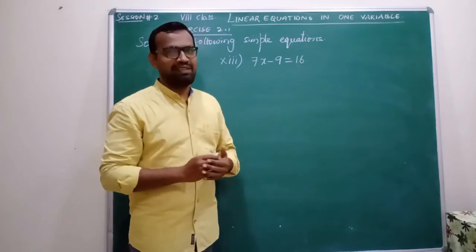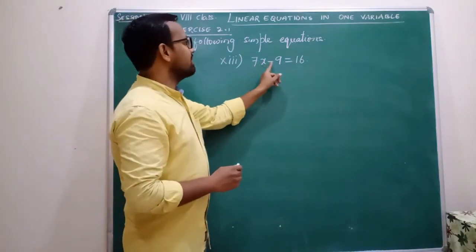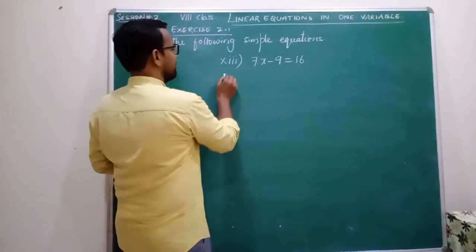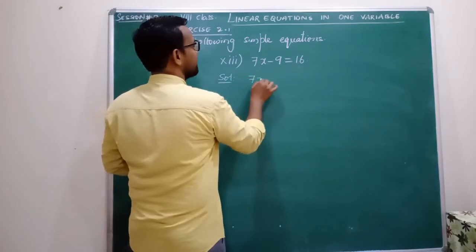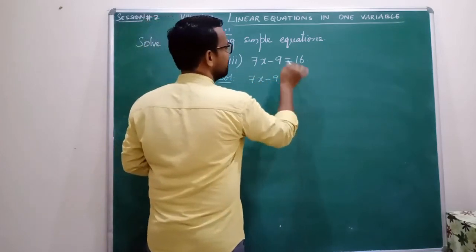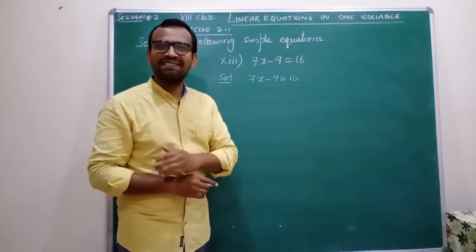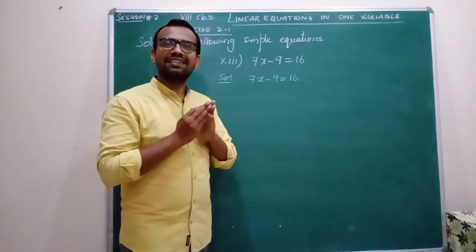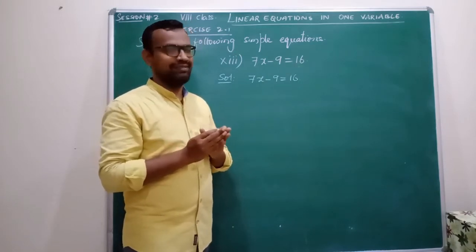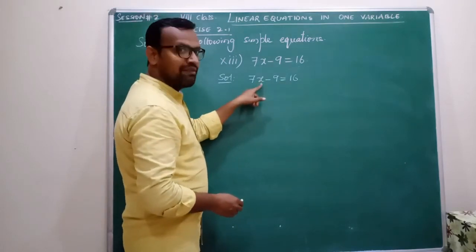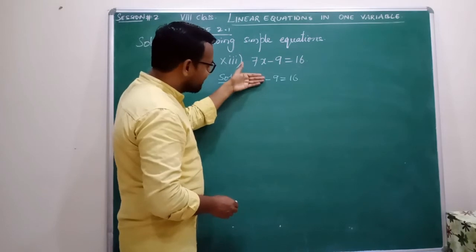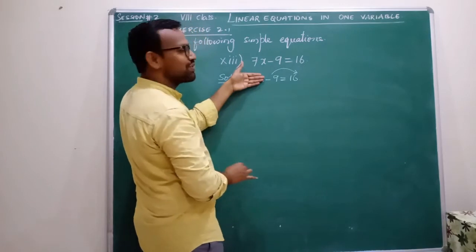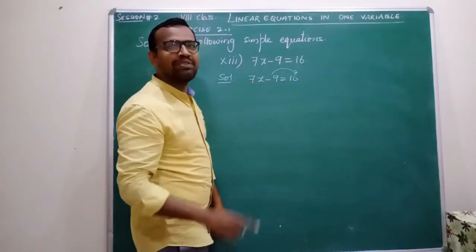The 13th equation is like this. 7x minus 9 is equal to 16. So let me take the given equation first. Solution. The given equation is 7x minus 9 is equal to 16. What is the first step? Yes, we need to transfer or transpose the term which is not having the variable. Yes, what is the variable? X. Variable term 7x. Other than 7x, what is there? Minus 9. And now this has to be transposed.